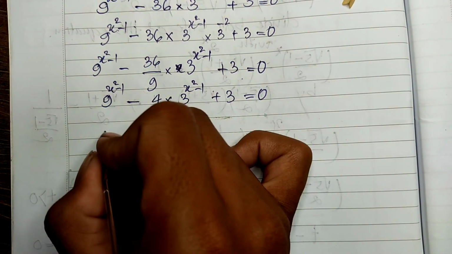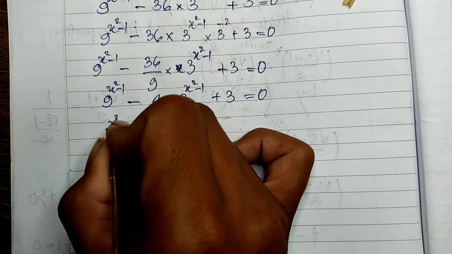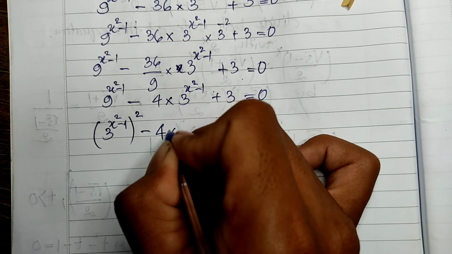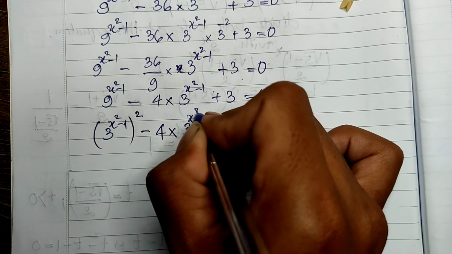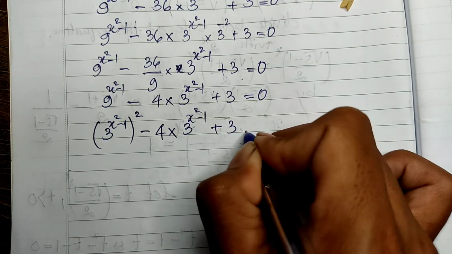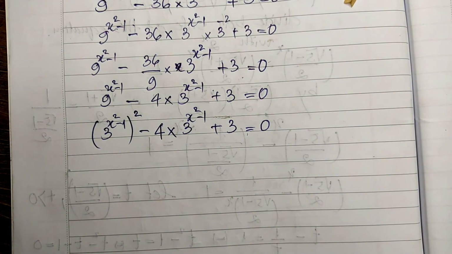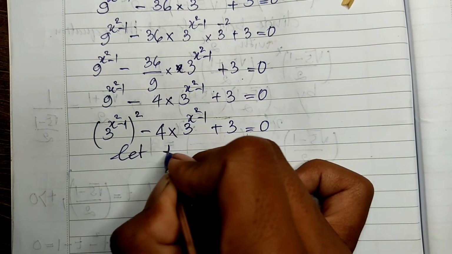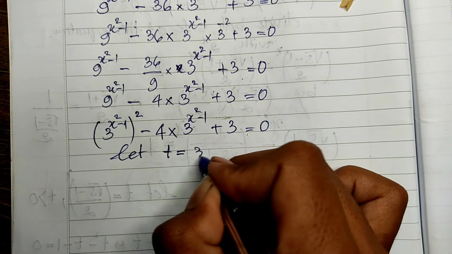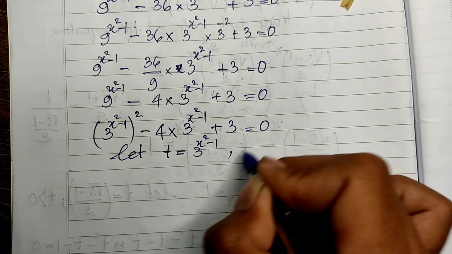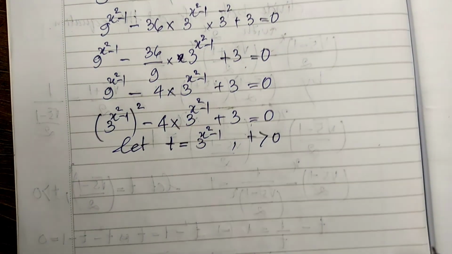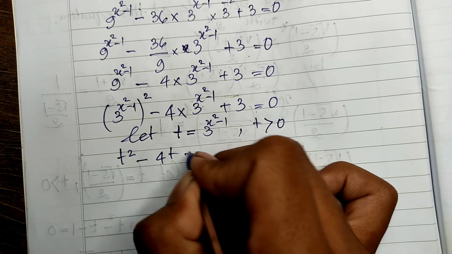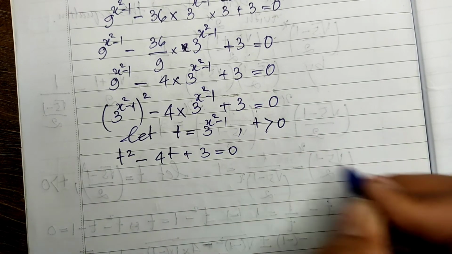And about this equation, I can write it as 3 power x squared minus 1, all squared, minus 4 multiplied by 3 power x squared minus 1, plus 3 is equal to 0. Now I let t equal 3 power x squared minus 1, where t is positive. So we get t squared minus 4t plus 3 is equal to 0.